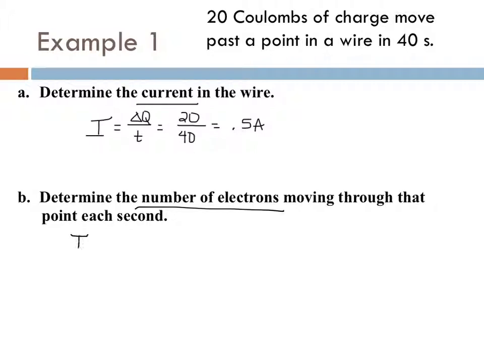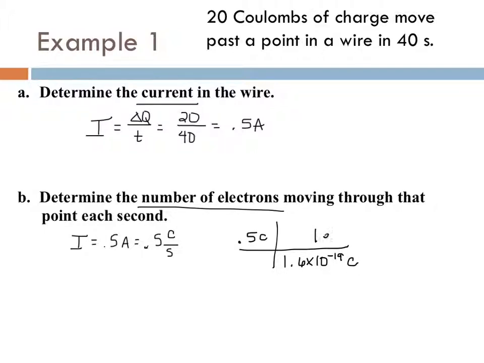In part B, we're asked to determine the number of electrons moving through a point each second. Well, we just said that current was 0.5 amps, or 0.5 coulombs per second. Again, coulombs is a unit for charge. So, if you know that 0.5 coulombs, and we know that there are 1.6 times 10 to the negative 19 coulombs in one electron, then we have 3.125 times 10 to the 18 electrons.